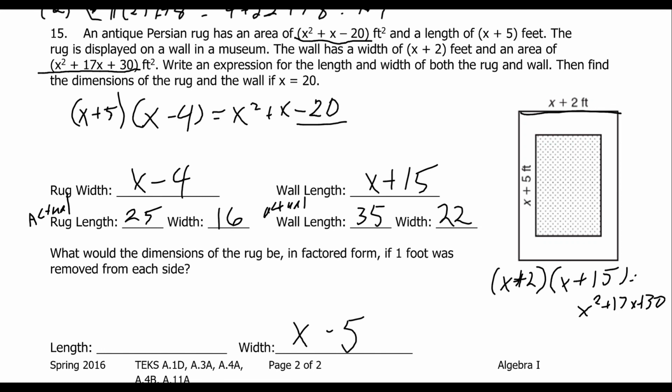And whenever we go to find the length, all we're going to do is take our original rug length right here, the x plus 5, and subtract 1 from that. So that means we're going to go x plus 4. And there we have it. x plus 4 and x minus 5. Not too bad. Pretty easy stuff. All right?